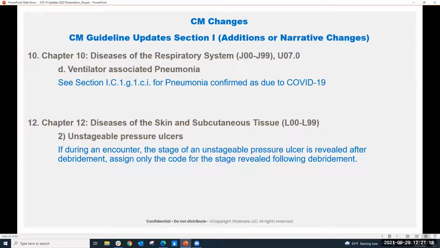All right, next slide, ventilator-associated pneumonia. So this is just giving you guidance on where to find pneumonia confirmed as due to COVID-19. The next chapter, we're talking about unstageable pressure ulcers, and this is just saying that if the stage of an unstageable pressure ulcer is revealed after they do a debridement, then you would only assign the code for the stage that was revealed following the debridement.